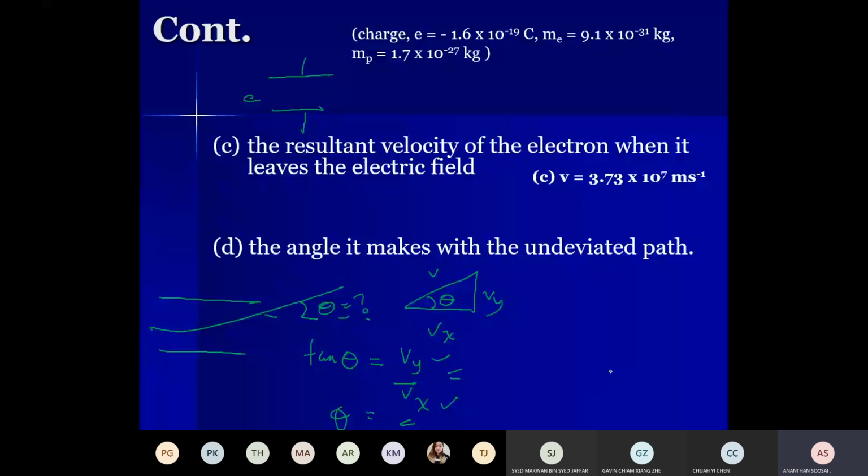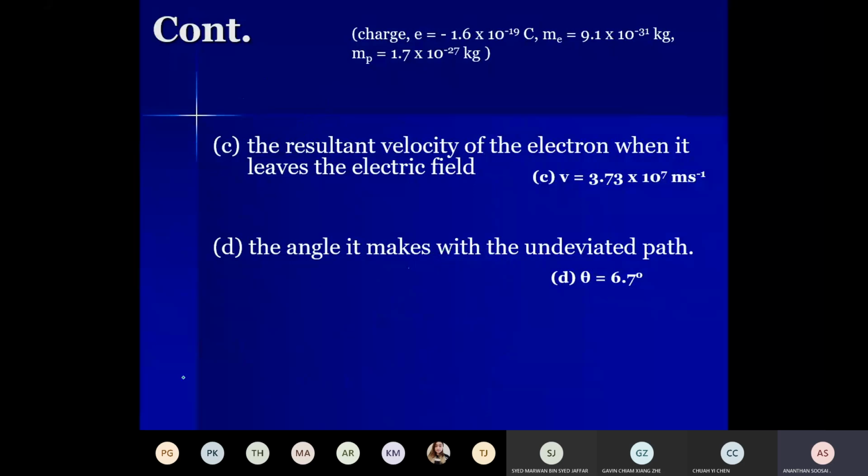Important is, those who figured out this is the idea to do, that's good. You understand? So the theta should be around 6.7 degrees, 7 degrees. So that's the deviation of the electron when passed through the electric field. Okay, any questions so far? Okay, hope you can cope up.